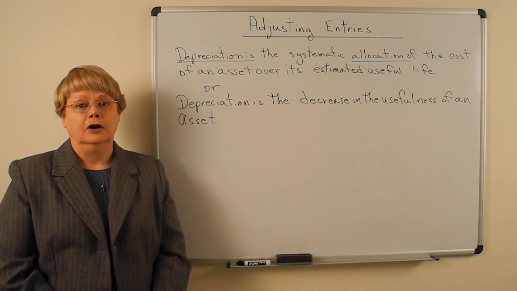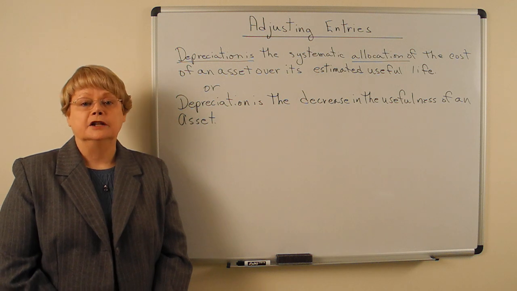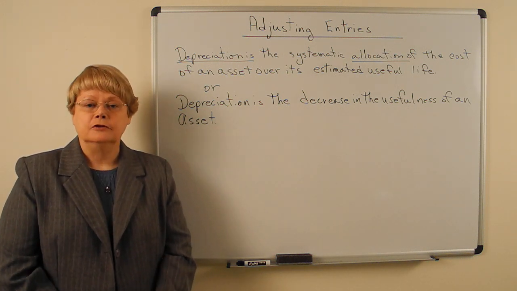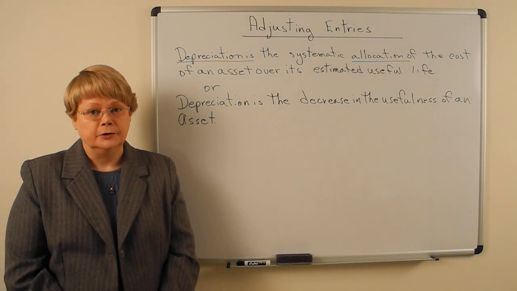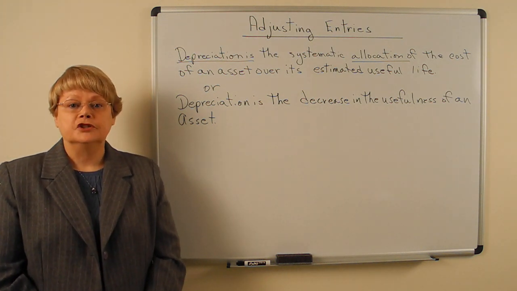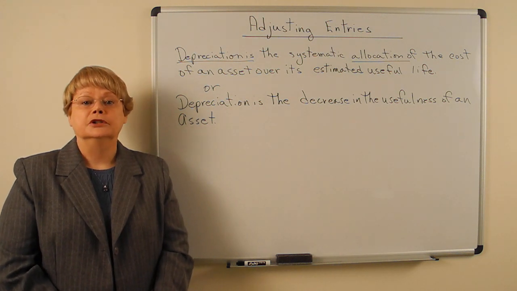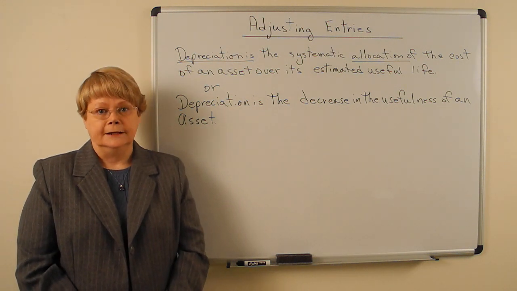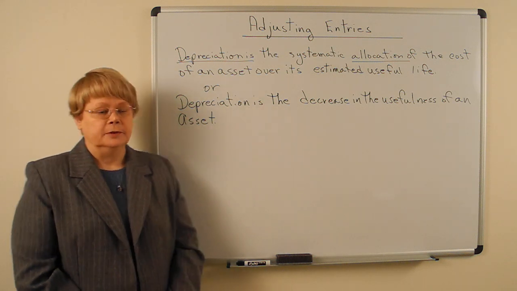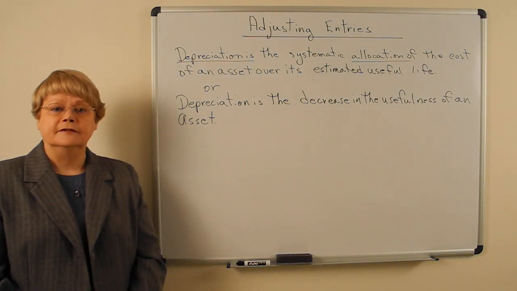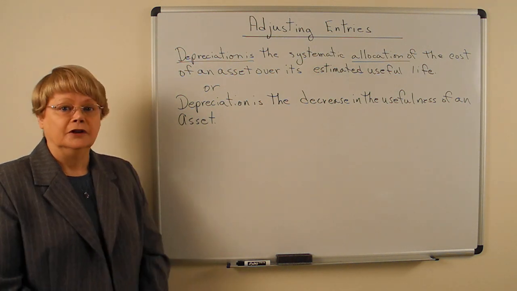Okay, you know that a car or a house might depreciate or appreciate in value over a period of time, and that is a correct definition of depreciation or appreciation, but it's not the definition we use in accounting because we're looking at cost and what we're going to do with the cost of that asset. So for accounting purposes, depreciation is the systematic allocation of the cost of the asset over its estimated useful life.